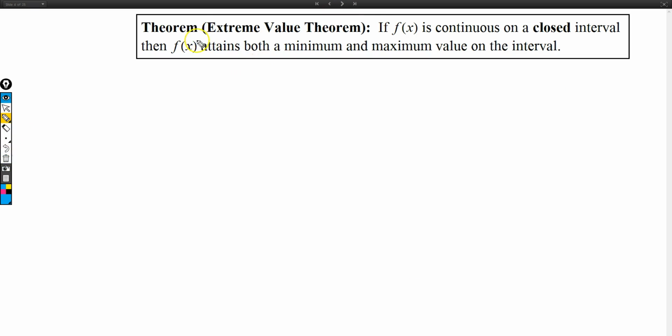Now here's the extreme value theorem, and it makes this statement. If f of x is continuous on a closed interval, the word closed is very important here, then f of x attains both a minimum and a maximum value on the interval. Now if you think back to the previous two examples, for the first example we had f of x defined as this function over the interval from -1 to 2, closed brackets, and we saw that f of x actually did attain its maximum value and it attained its minimum value.